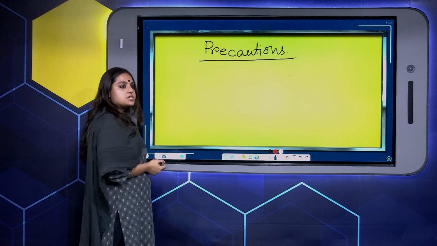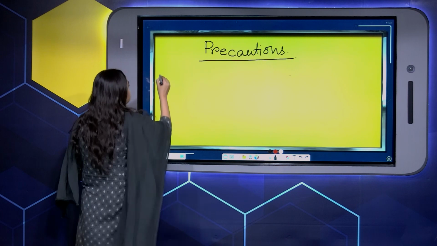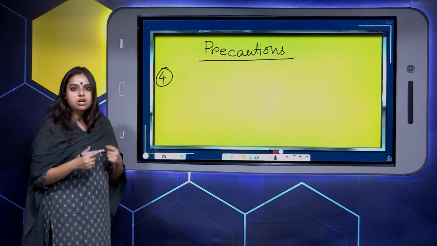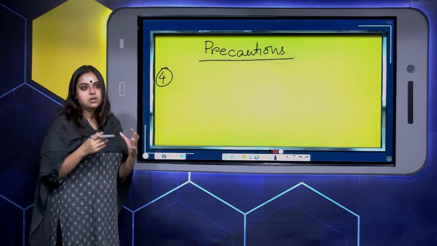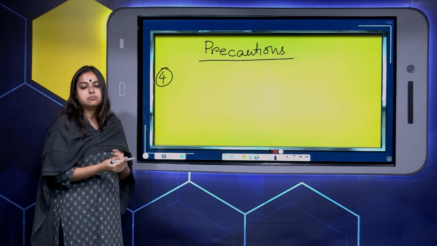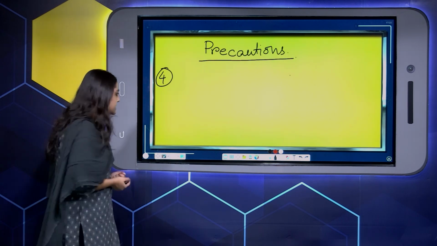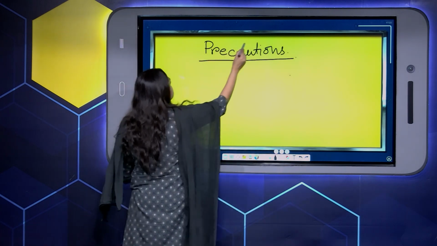Okay. What are the other points? Other precautions of thermometer, one more precaution I'm going to tell you. The fourth precaution is it should not be hit to a hard substance. If it is hit by a hard substance, it may break, right?